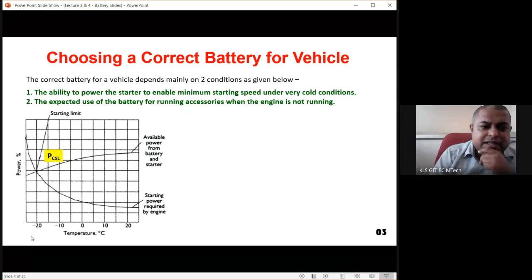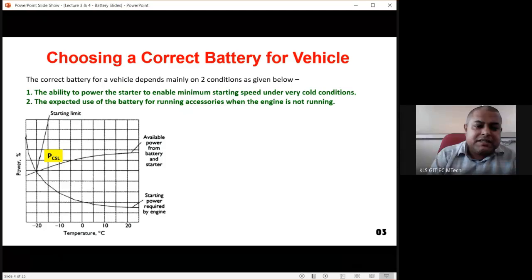So what is the temperature at which these two graphs are coinciding or cutting each other? Exactly at minus 20, if you see, at minus 20 available is 50%, required is also 50%. So exactly this is the point, or this is the minimum temperature at which the car can start. Is it understandable?